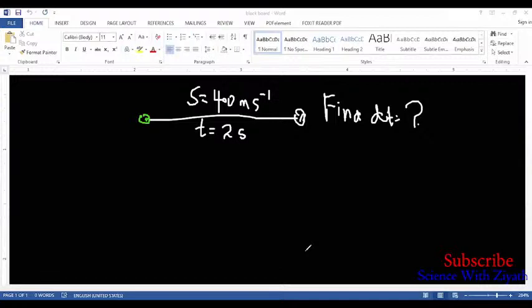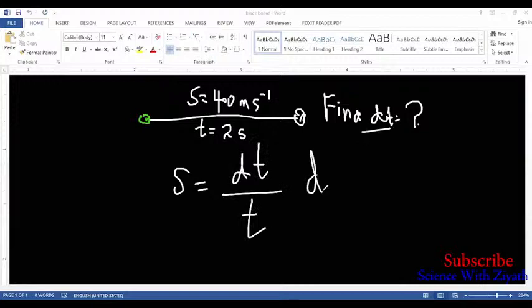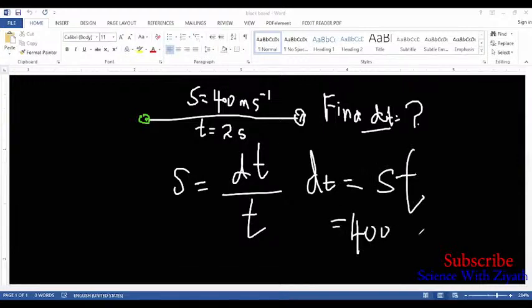But in our class, what's the answer? 800 meter. Very simple, 800 meter, because you know distance is equal. No need to remember this one: speed is equal to distance over time. So I have asked distance. So to find the distance, it is equal to speed into time. Speed how much? 400. And time is how much? 2. 400 into 2 how much?